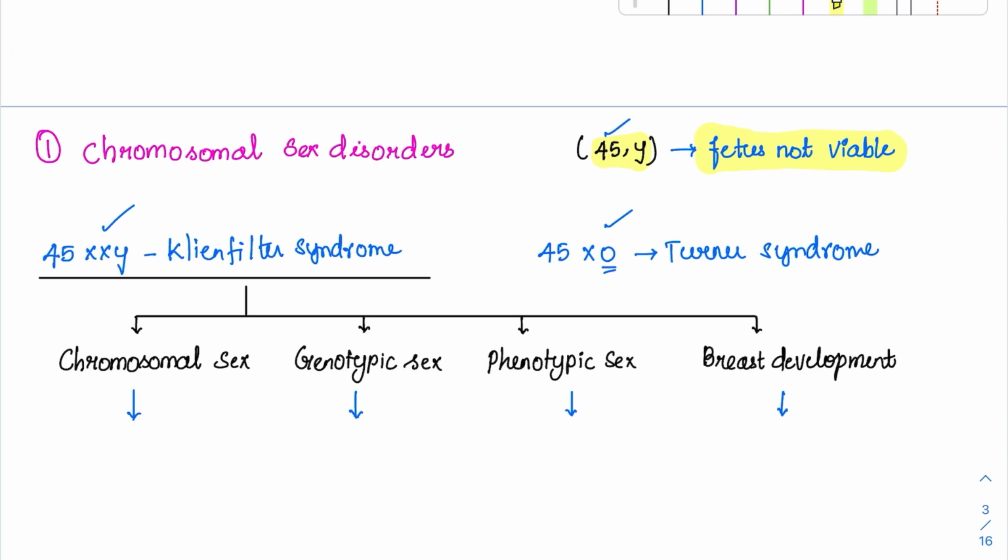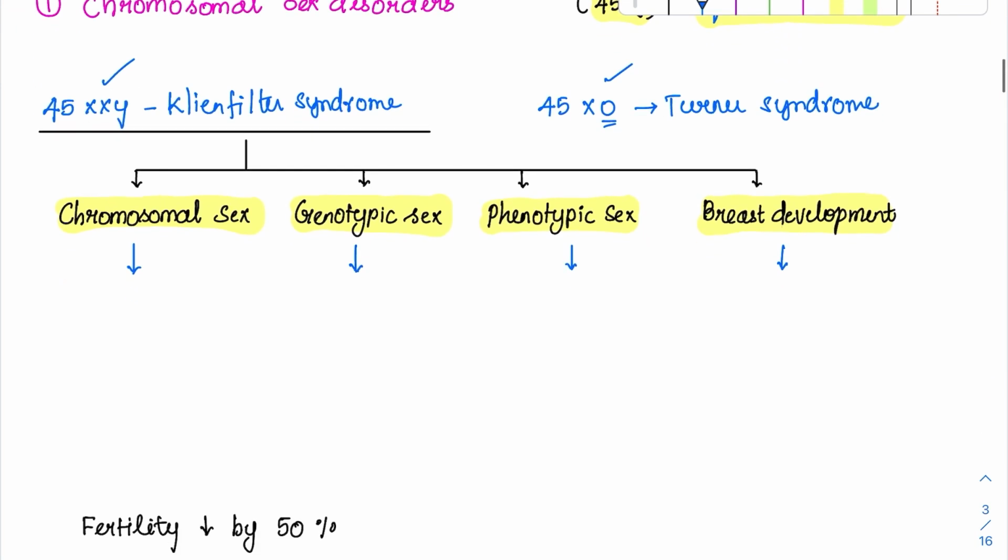First, we will look at what is the chromosomal sex. It tells us whether it is a male or a female. And what is the genotypic sex? What will be the genotypes or the gonads? Then phenotypic sex, or the features of it. Then finally the breast development. These are the four important parameters that we are going to consider.